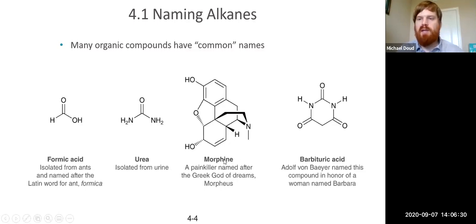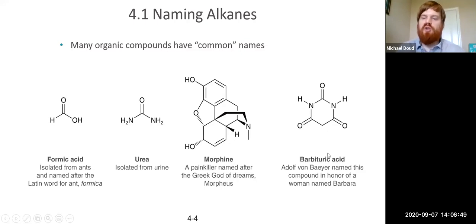Morphine's a painkiller, it's an opiate. It's derived from natural opiates, and so it's been used as a painkiller for quite a long time. As such, it's named after Morpheus, who was the Greek god of dreams.